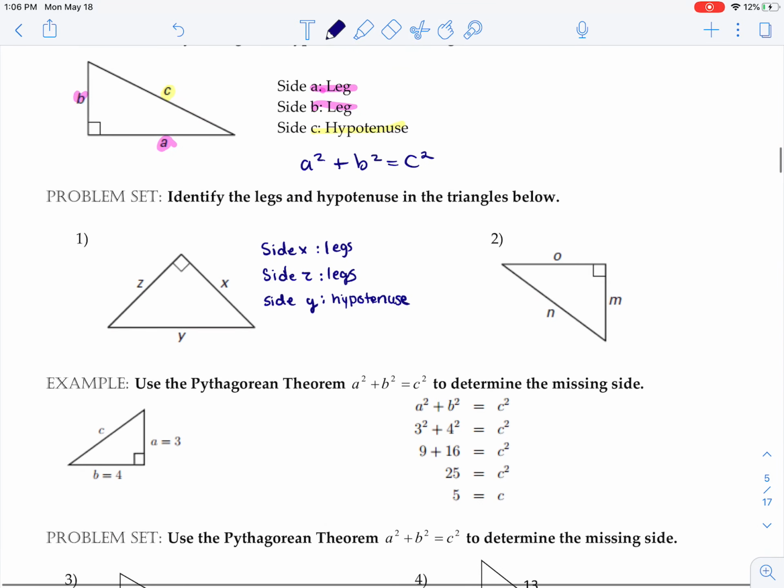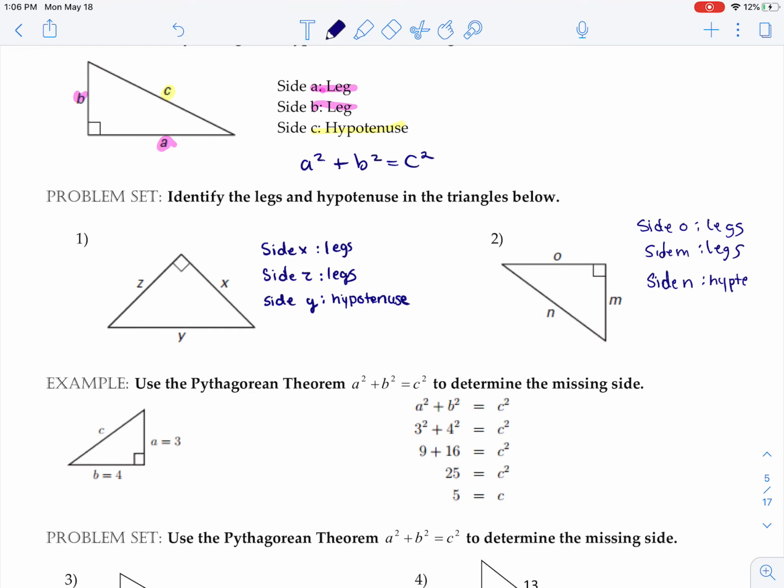Then we go over to this other right triangle and identify what's the legs, what's the hypotenuse. So side O and side M are the legs, while side N is the hypotenuse. Not the hippopotamus. Not that. It's the hypotenuse. Not this. That kind of looks like a pig, but it's a hippo.